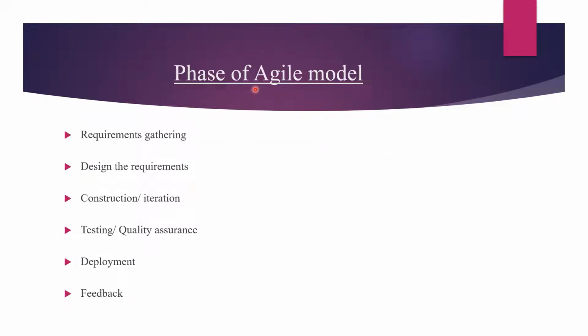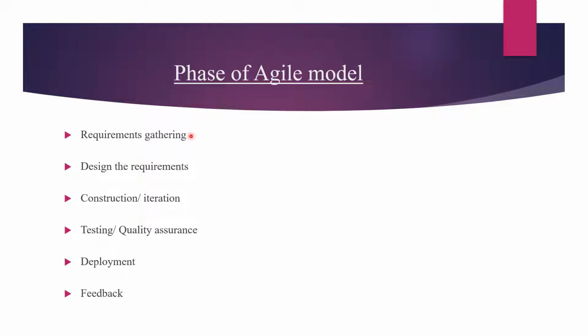Phases of the Agile model: basically the Agile model consists of these phases, that is requirement gathering, design, construction or iteration, meaning that we give the client small iterations, that is small modules or versions. Then we have testing or quality assurance, which tests the test cases of the site. Then the deployment team works to deploy the site to production. After the deployment, the feedback is taken from the client side on whether the system designed by the development team is good or not.